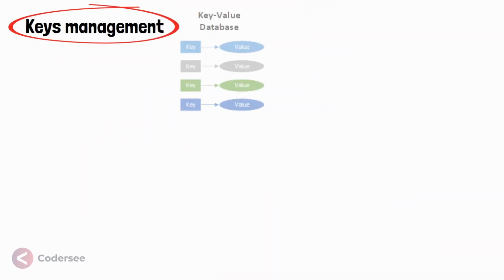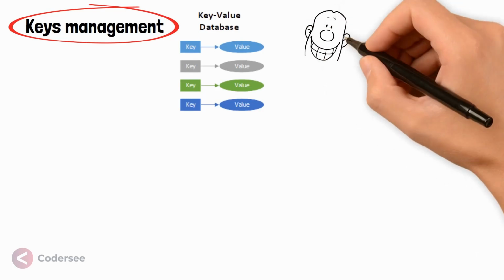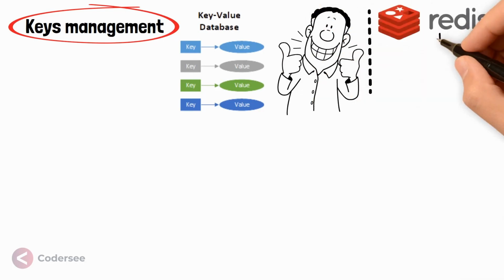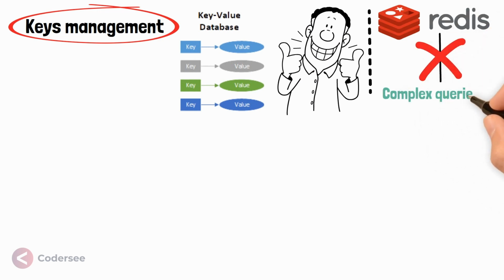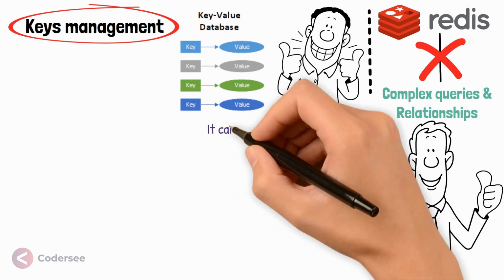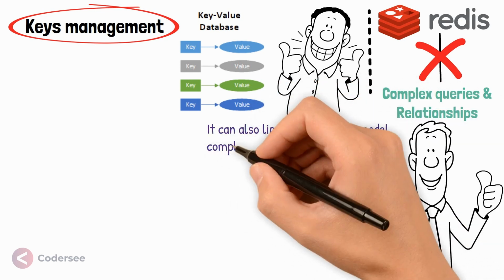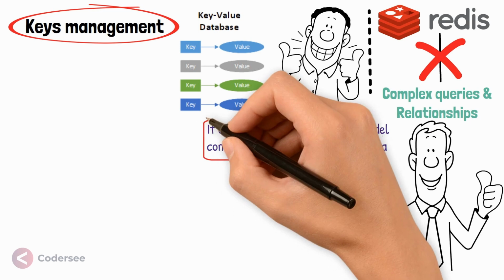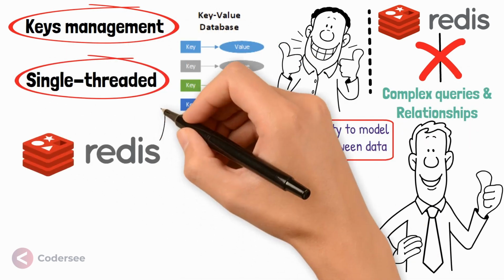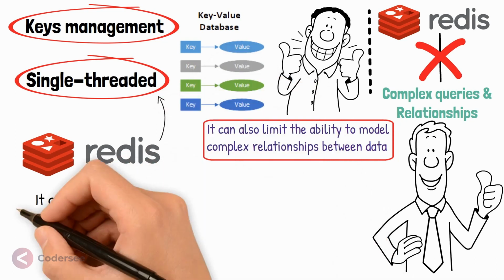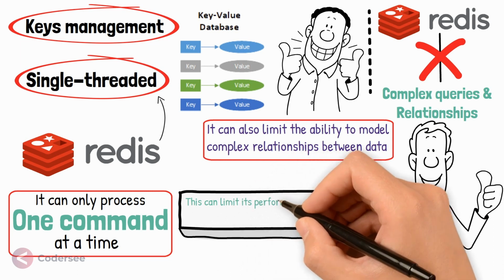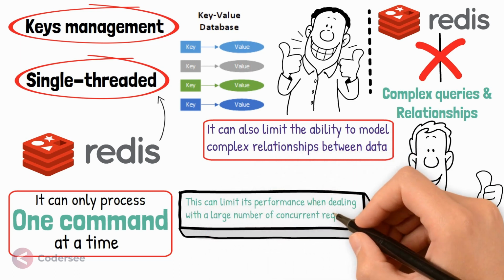Whatsoever, key management. Redis is a key-value store and it is our job to define and maintain the appropriate key structure. Moreover, it is not designed for complex queries and relationships. This makes it easy to use and fast, but it can also limit the ability to model complex relationships between data. Finally, it's single-threaded, which means that it can only process one command at a time. This can limit its performance when dealing with a large number of concurrent requests.